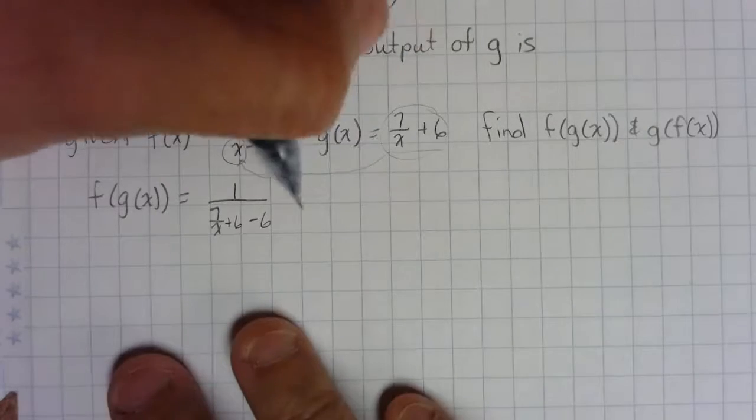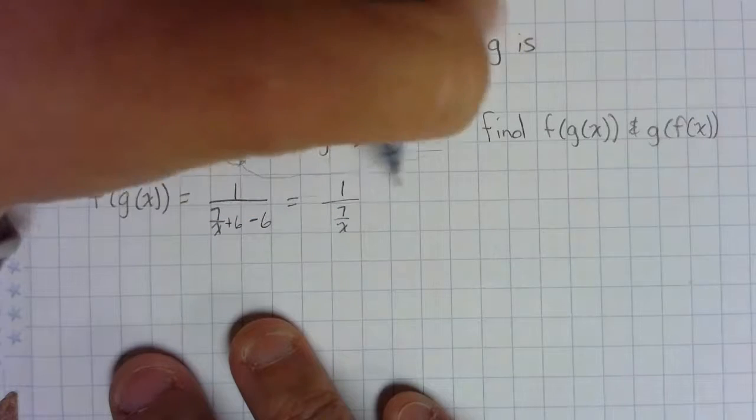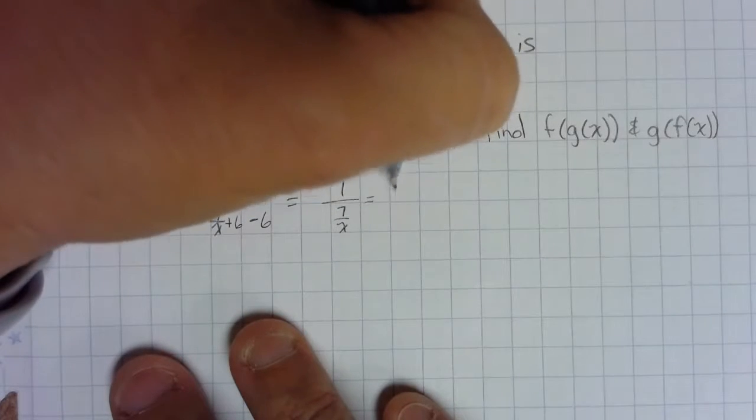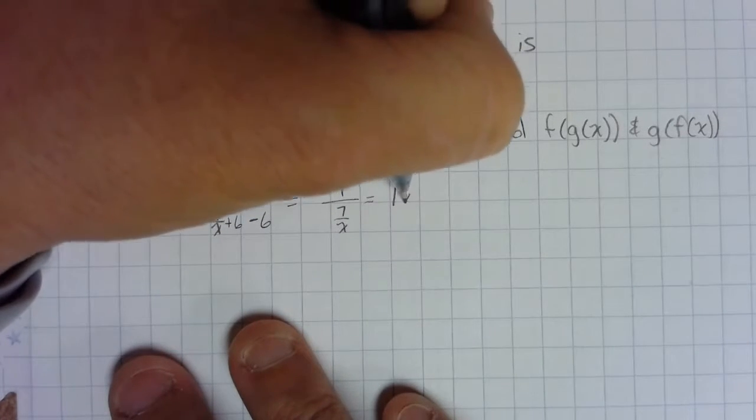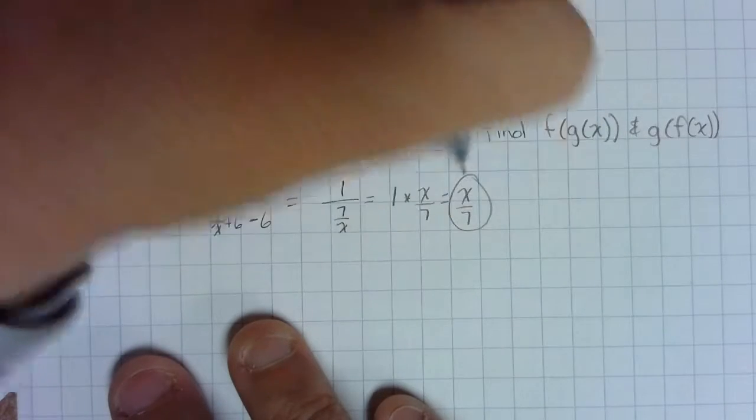And so then you can see, when you simplify this, we just get 1 over 7 over x. Remember your rules. Write your first number down, change divide to multiply, flip it over. So we end up with x over 7.